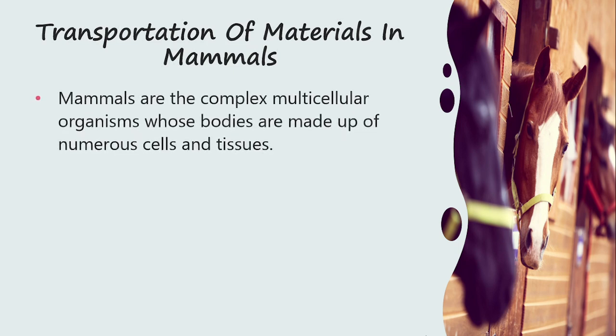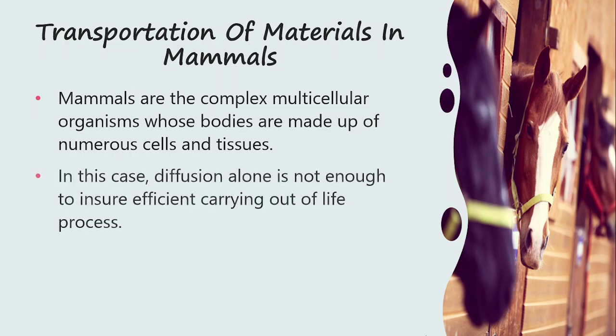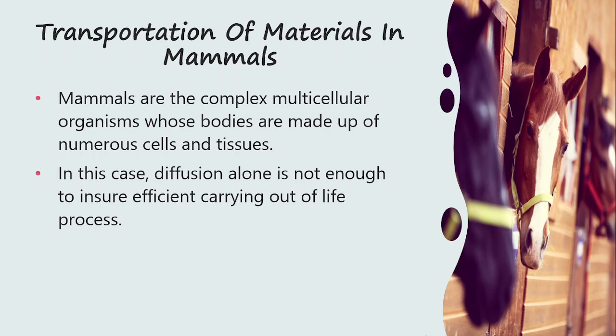Introduction. Let's see that mammals are complex multicellular organisms whose bodies are made up of numerous cells and tissues. Because of this, diffusion alone, or this kind of simple process alone, cannot be enough to ensure efficient carrying out of various life processes that are required for the organisms to survive.